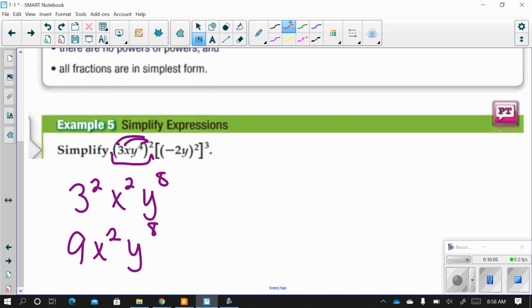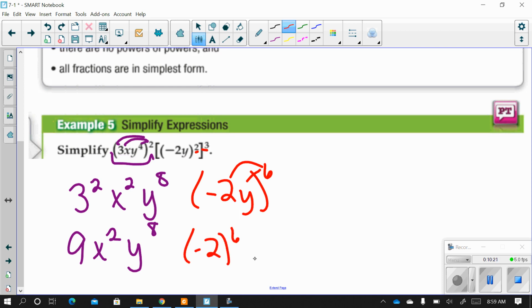So let's focus on the other thing. Okay, so here, oh, I see that power to power. So I'm going to go ahead and multiply those first. So 2 times 3 gives me 6. And now that I've got that, I'll distribute it to everything. Okay, so I get negative 2 to the 6th power, y to the 6th.